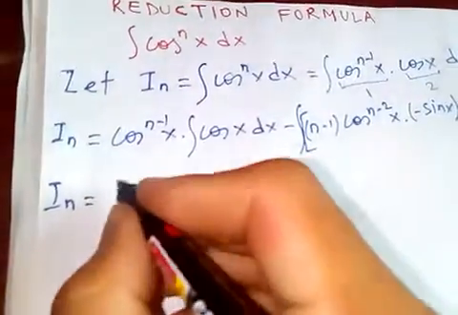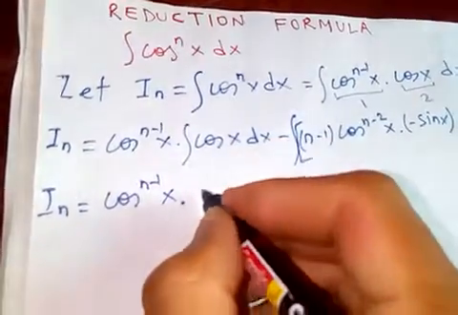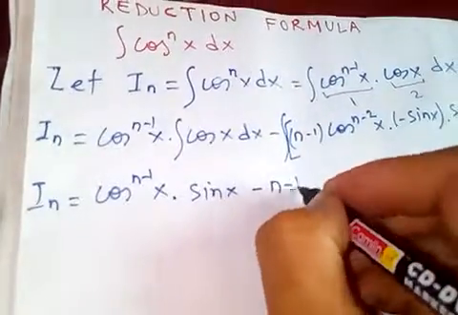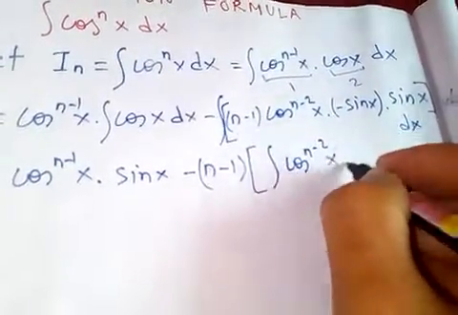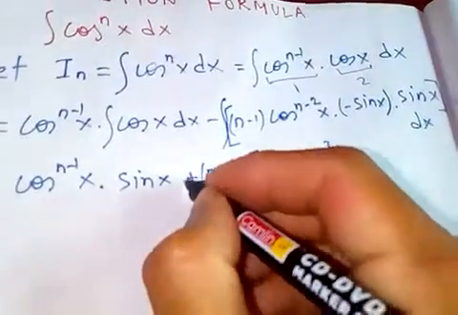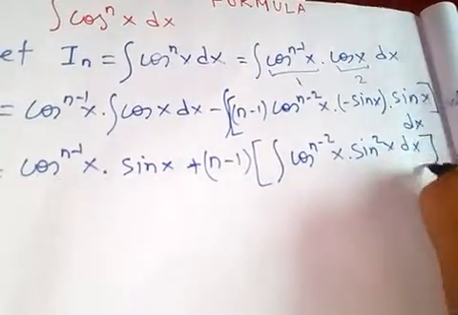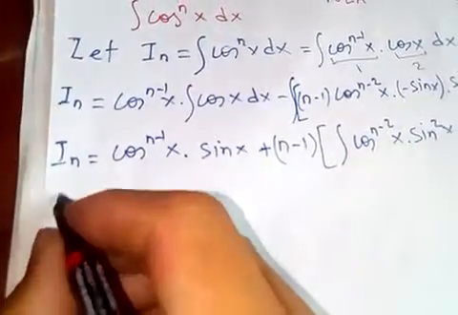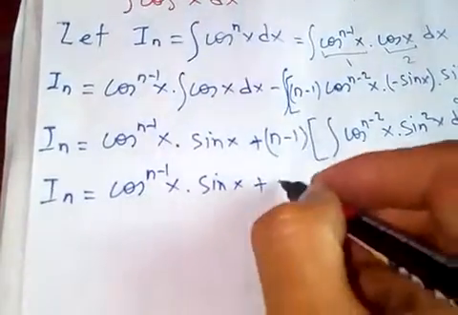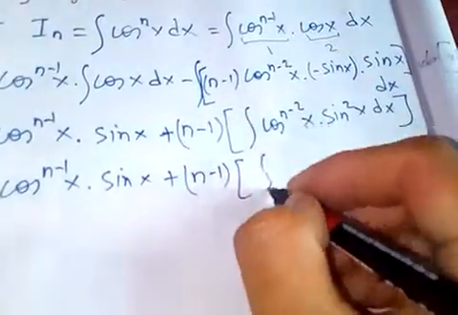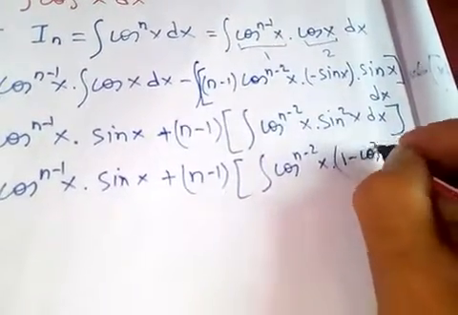So our I n will be cos^(n-1) x times the integral of cos x, which is just sine x, minus n minus 1, I can take out common, the integral of cos^(n-2) x, and this minus and this minus become plus. Sine into sine means sine square x dx. So our integral I n will be cos^(n-1) x sine x plus n minus 1 times the integral of cos^(n-2) x sine square x, and sine square is 1 minus cos square x.